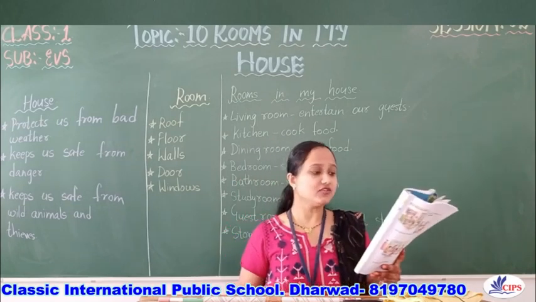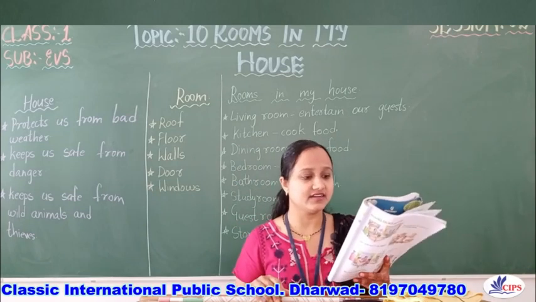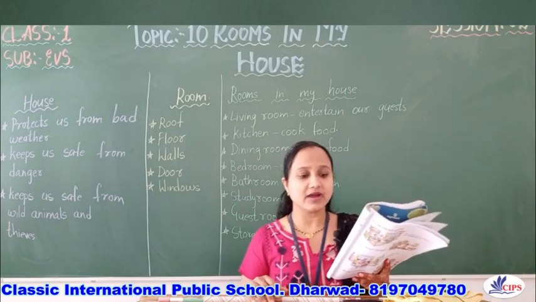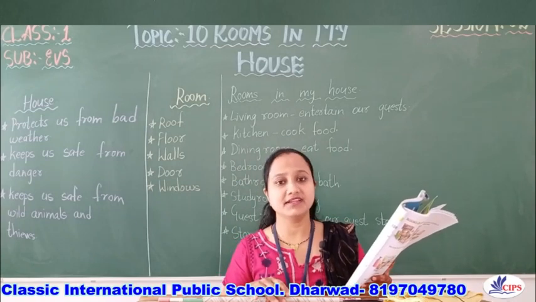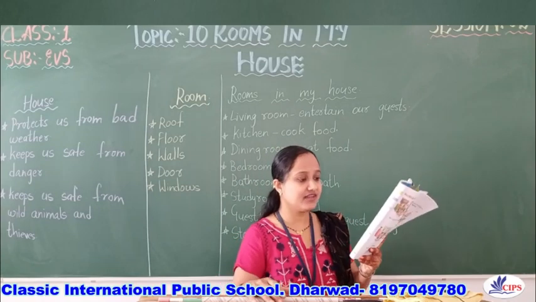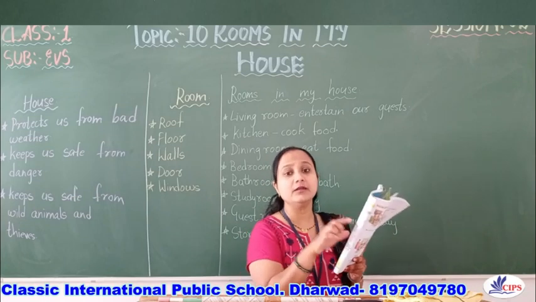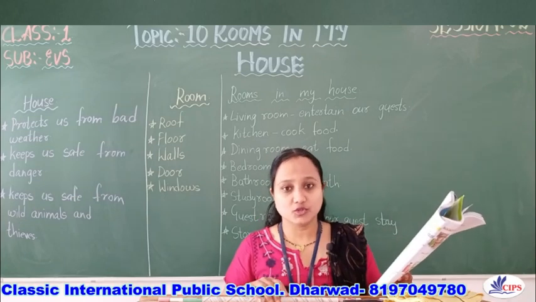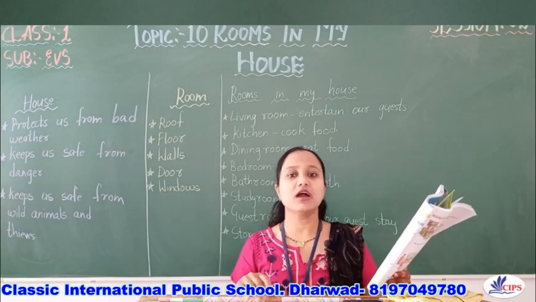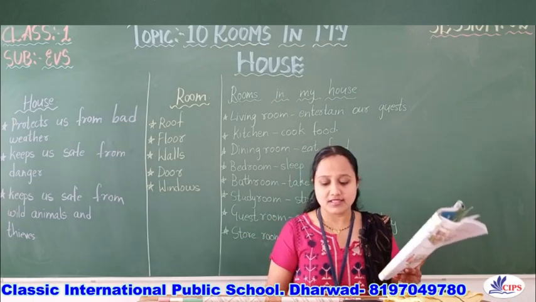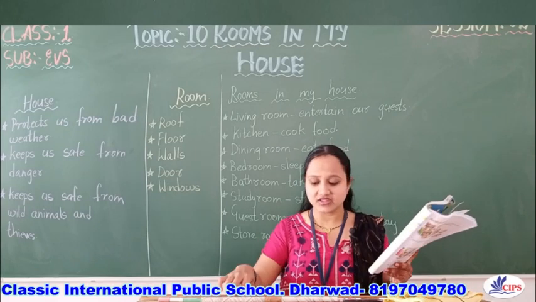Okay children, the first one is getting started. Shown below are the different parts of Pihu's house. Fill in the missing letters to complete their names. Now children, the different parts of a room are shown and the missing letters are given. What you have to do is complete the letters. So let's start with the first one.